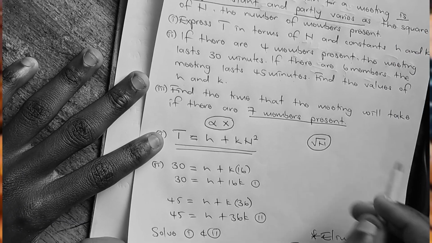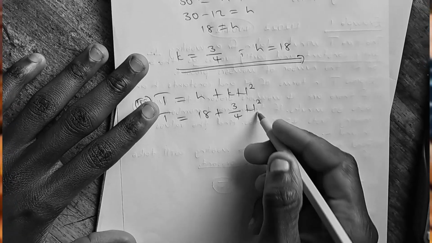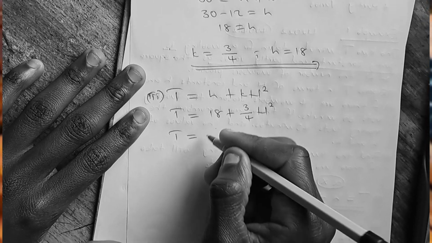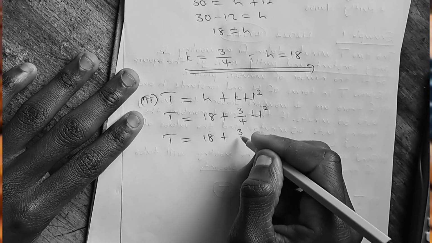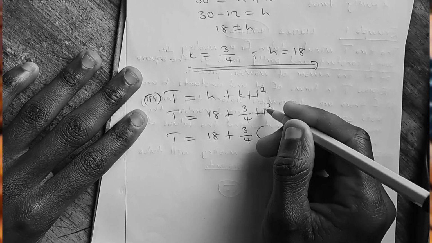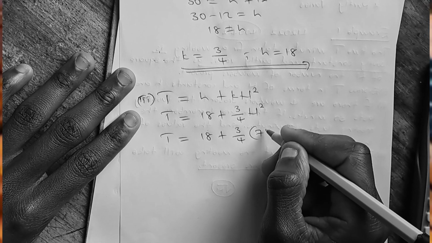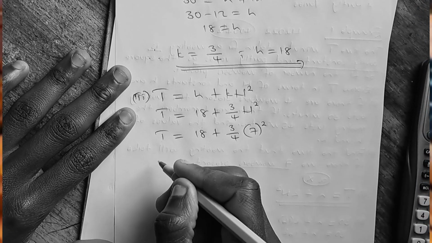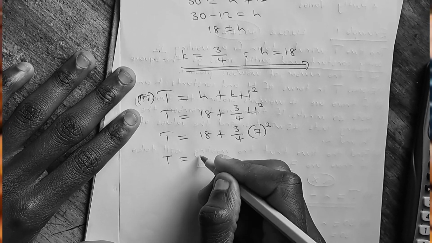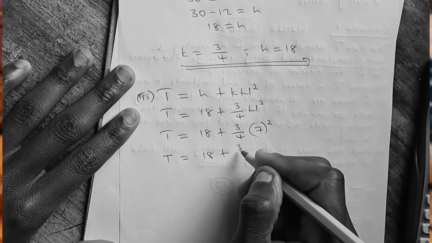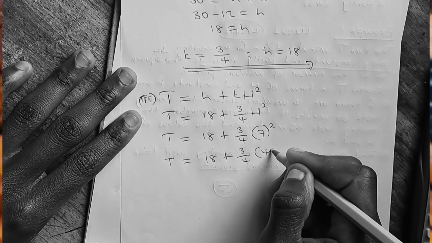After this, you are told that 7 members are present. So 7 members present means that's the n. So it will be T is equal to 18 plus 3 over 4 times 7 squared. Therefore, T is equal to 18 plus 3 over 4 times 49.